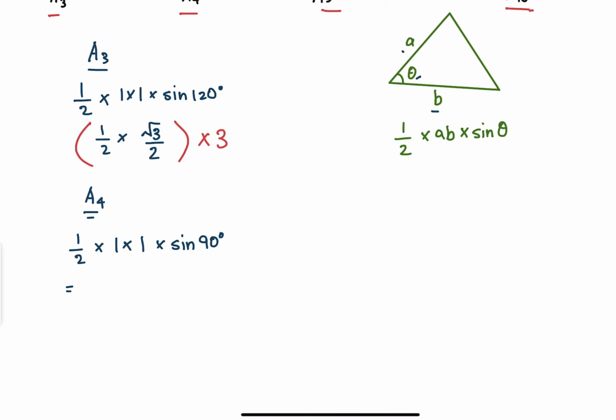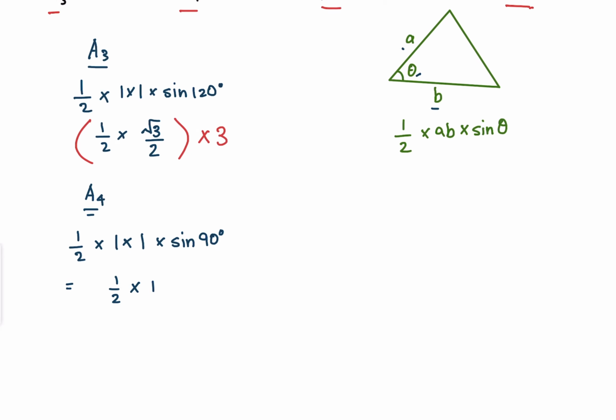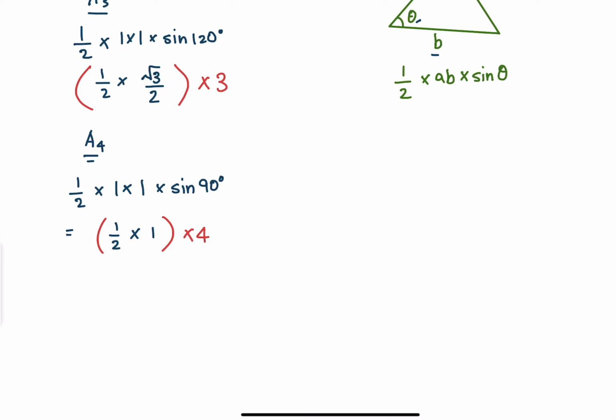So 1 by 2 times 1 times 1 times sine 90. Now sine 90 is 1, simply 1. So that would be our answer. But since there are 4 of these same triangles, we would multiply this by 4. Then again, we could do the same thing for A5.